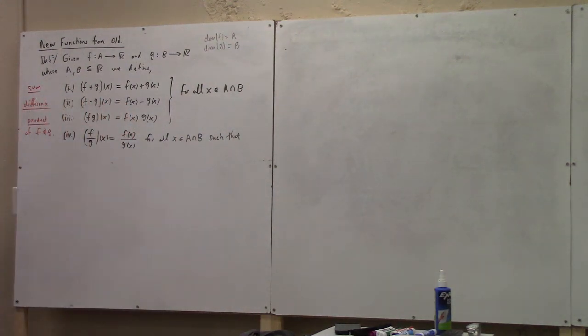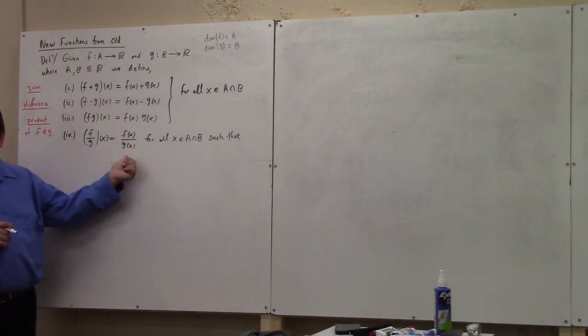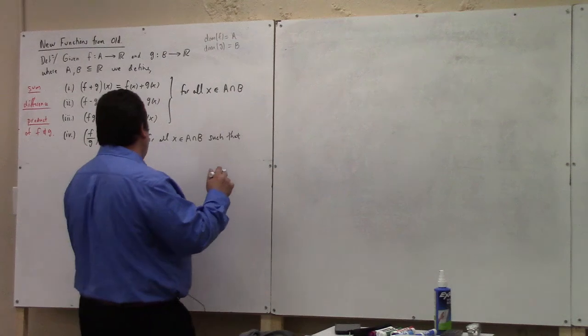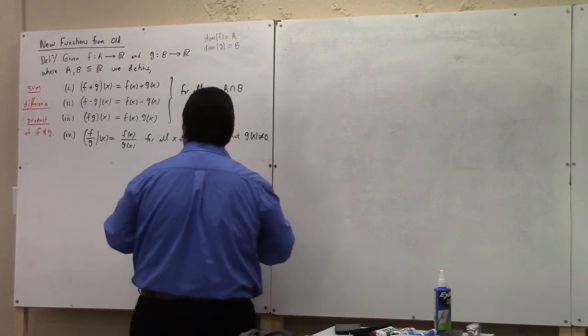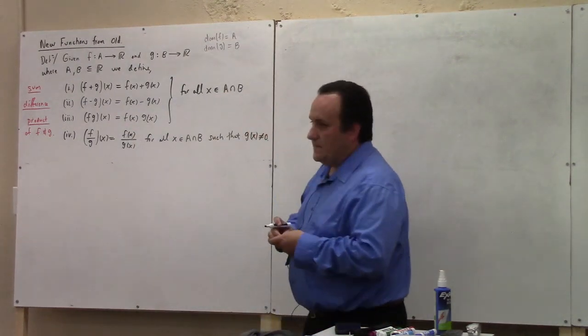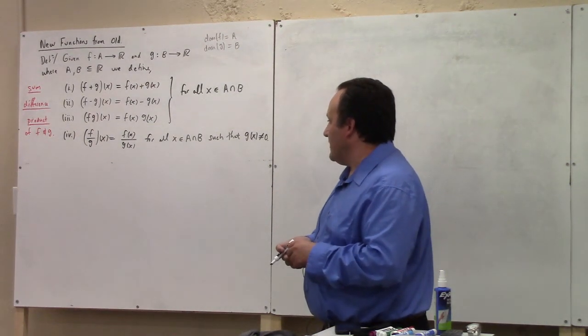There's an extra condition we need here for this formula to make sense, which is what? We've got division in this formula. What do we need for the division to make sense? There's an extra string attached here. We need g of x to be non-zero, right? So for all x in the intersection such that g of x is not equal to 0. So that's how we define the sum, the difference, product and the quotient of two functions.